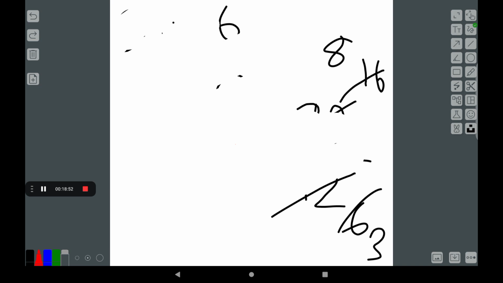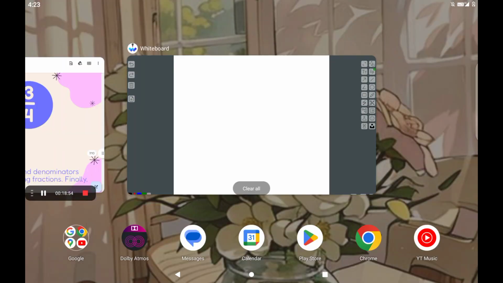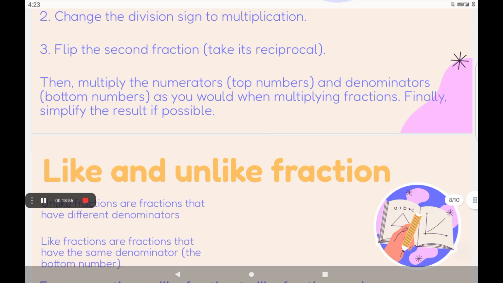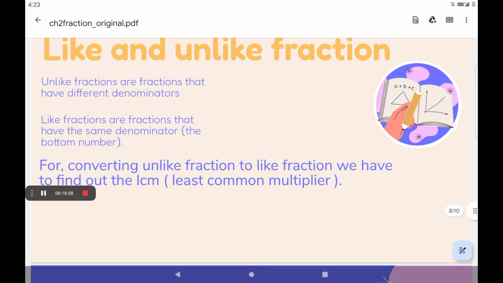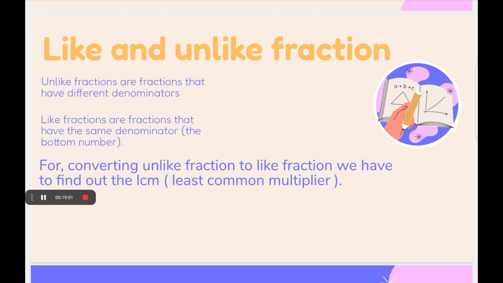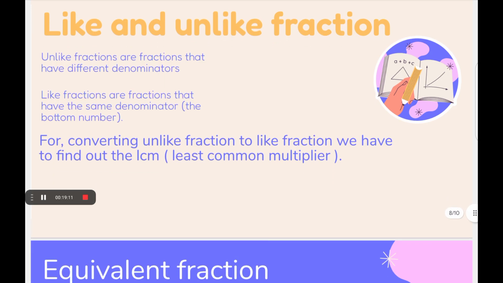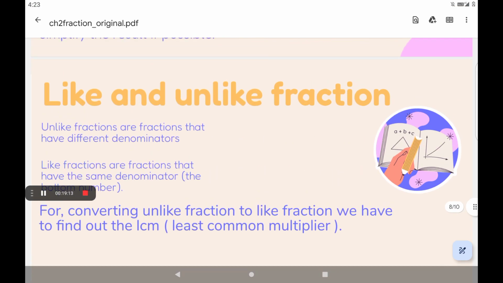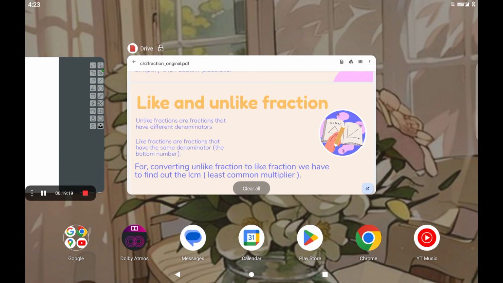Now let's move ahead. Like and unlike fractions. Unlike fractions are fractions that have different denominators. Like fractions are fractions that have the same denominator, means the bottom number. So first we will learn what they are and how to convert unlike fraction to like fraction. So let's go.